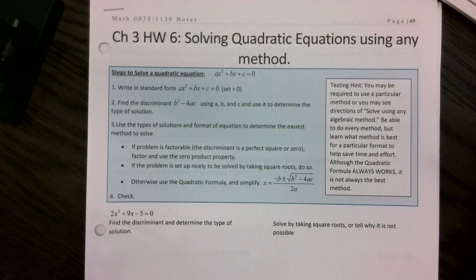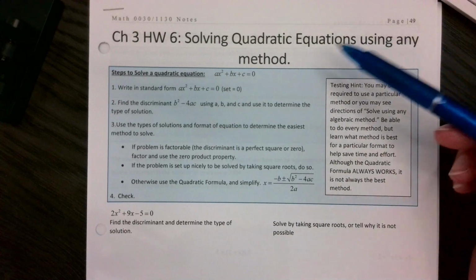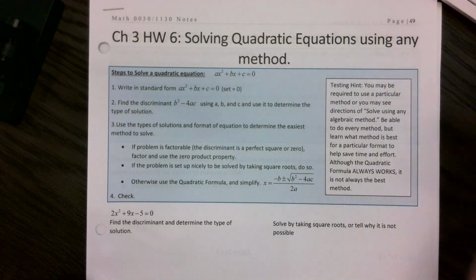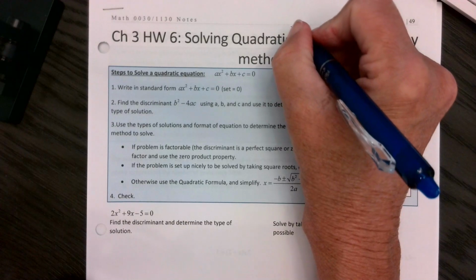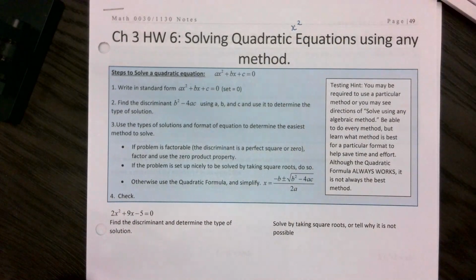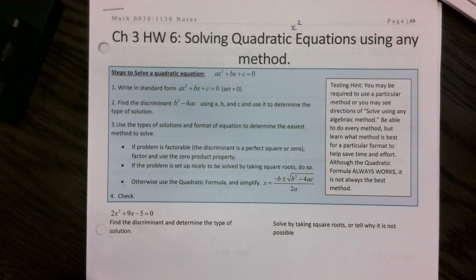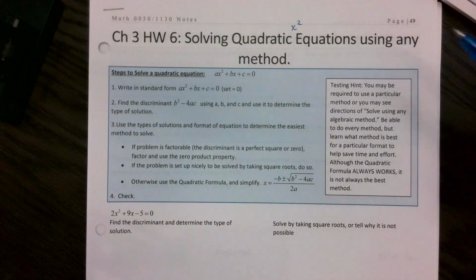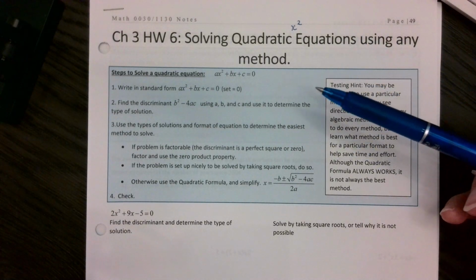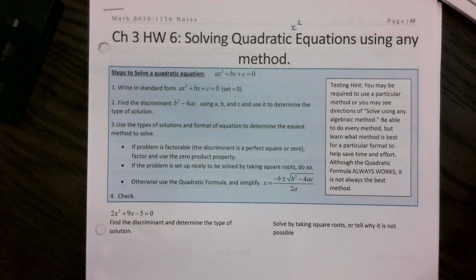Okay, so this is Chapter 3, Homework 6, Solving Quadratic Equations Using Any Method. Remember, quadratic equations always have an x, start with an x squared. That's the highest degree, okay? So we've learned factoring, we've learned square root property, we've used completing the square, and quadratic formula. So now we're going to put it all together.